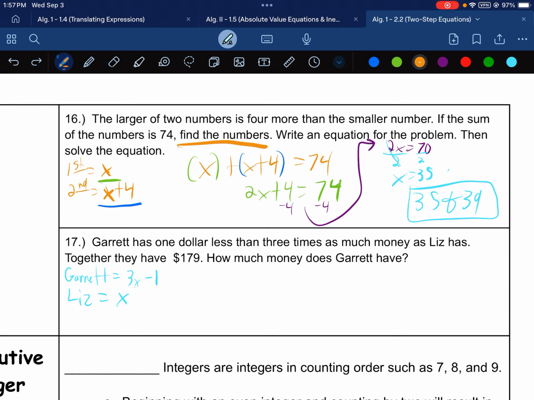Now we know together they have $179. So if we add their amounts together, 3x minus 1 plus x, knowing the 3x minus 1 is Garrett's, and the x is Liz's. And that'll equal the total of 179. Just like we did on number 16, we combined our x's. So here we're going to combine 3x with x, and we're going to get 4x minus 1 equals 179.